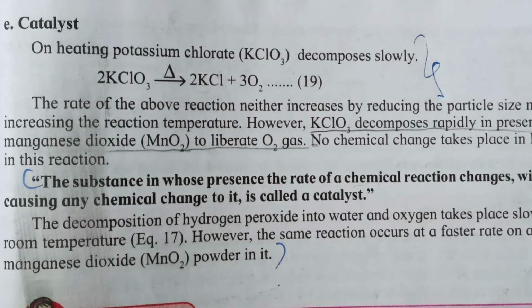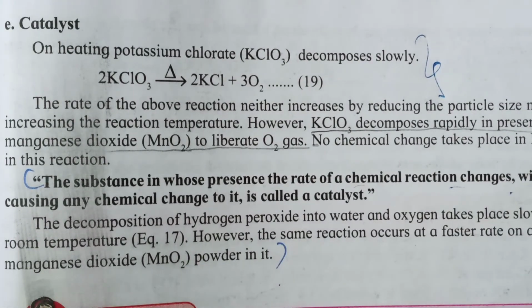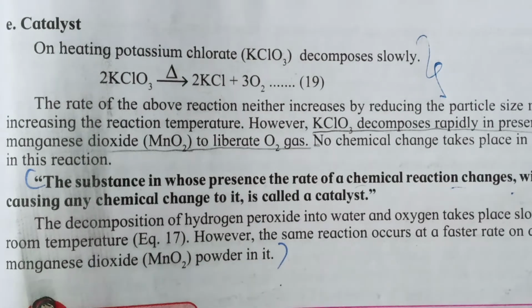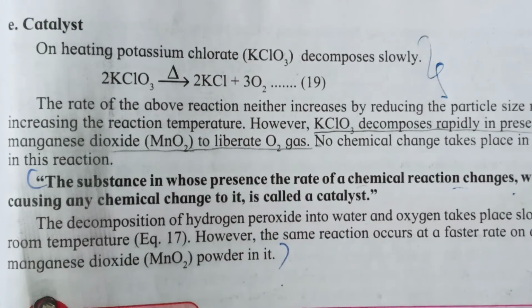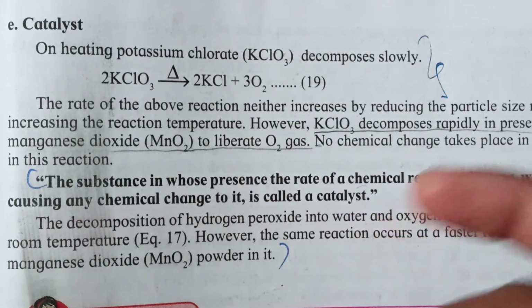The substance in whose presence the rate of a chemical reaction changes without causing any chemical change to it is called a catalyst. Hope you understood. Now friends, that is it for today. Today we learnt about the factors which can help us to increase the rate of reaction, and in that we learned the 5 types which were very necessary.